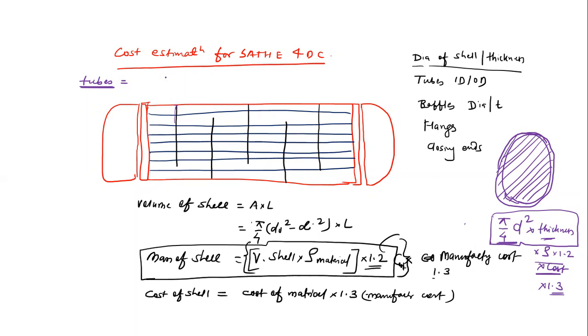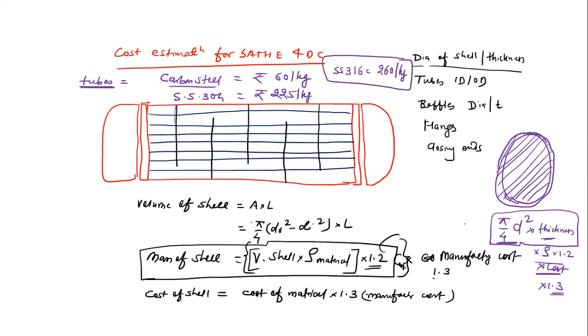So if you're using carbon steel, you can take cost to be around rupees 60 per kg. If you're using stainless steel 304, cost would be around 225 per kg. If you're using SS316, you can take cost to be around 260 rupees per kg. So this depends on what material is handled inside. You choose this, you will get this.